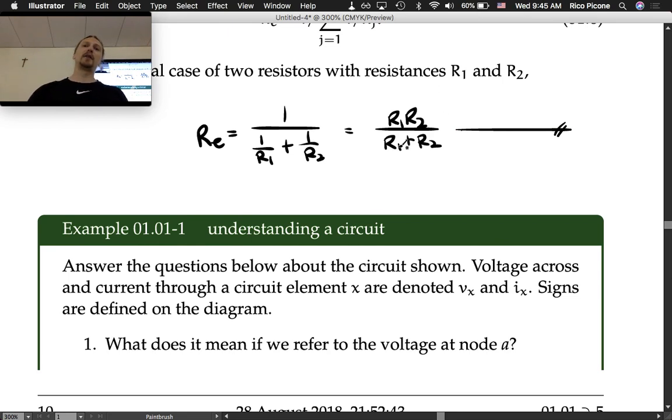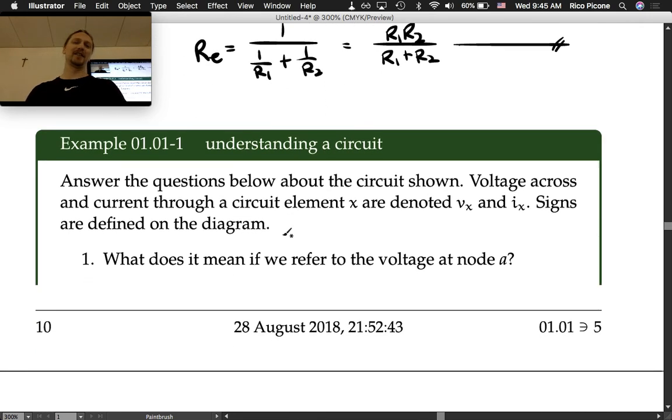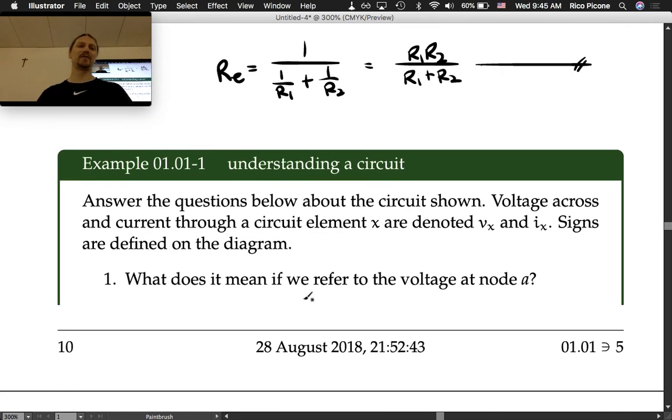You do R3, and then it's R1 R2, R2 R3, R1 R3, plus R1 R3, in the denominator. So you have to remember all the combinations, which is fine. But you could always go back to this formula. I recommend just going back to the formula and then deriving it. Yeah, it just gets a little crazy.